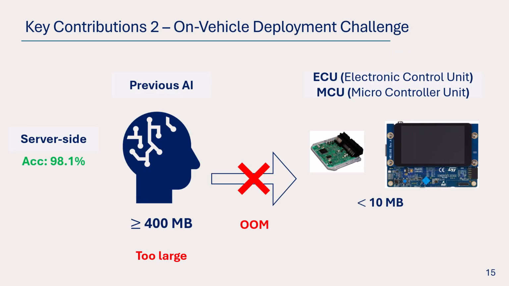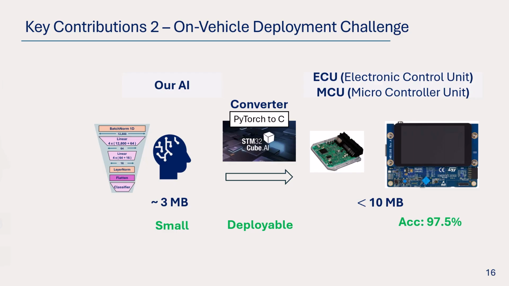Although the existing model achieved a performance of 99%, it could not be deployed on the board due to out-of-memory issues. Our model ultimately achieved 97.5% accuracy, and thanks to its compact size of 3 MB and the STM32Cube converter, we can deploy the AI to the board.